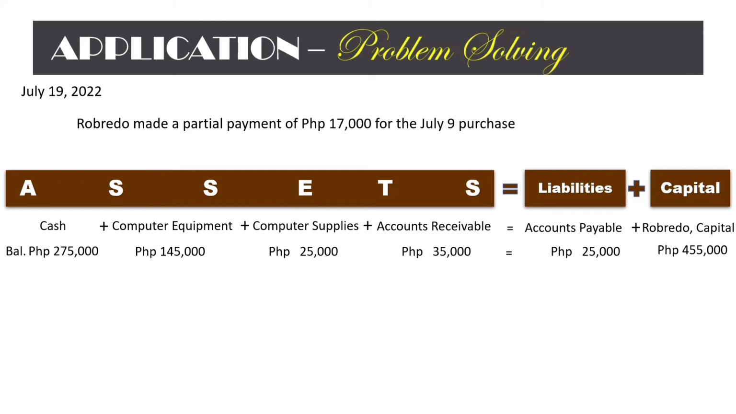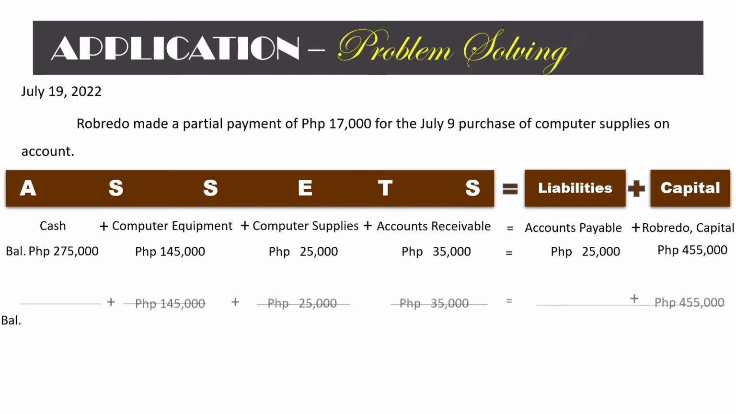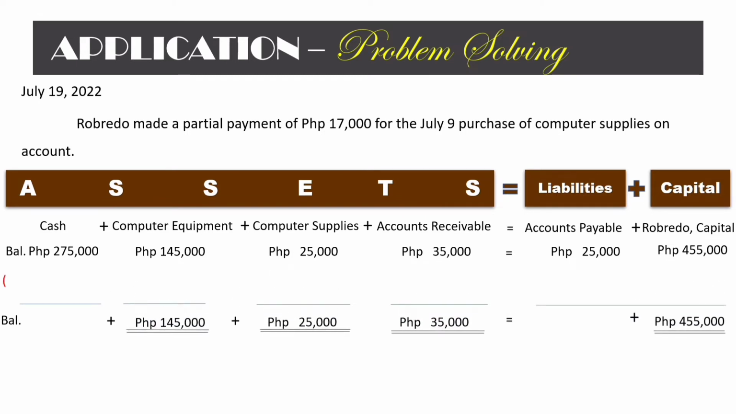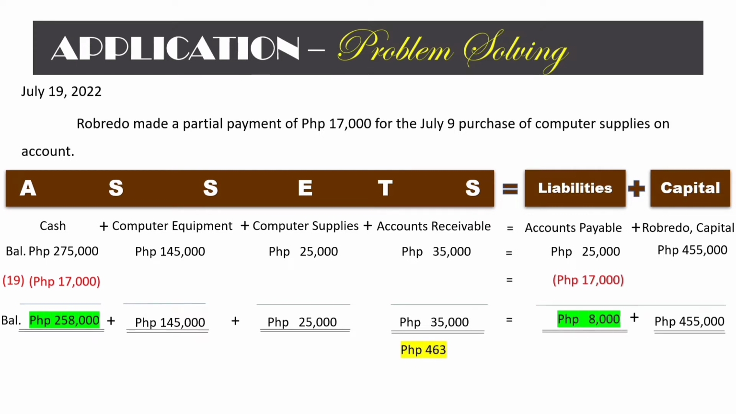pesos. July 19. Robredo made a partial payment of 17,000 pesos for the July 9 purchase of computer supplies on account. This transaction is a payment on account. The effect on the accounting equation is a decrease in the asset cash and a decrease in the liability accounts payable. The payment of cash on account has no effect on the asset, computer supplies, because the payment does not increase or decrease the supplies available to the business.